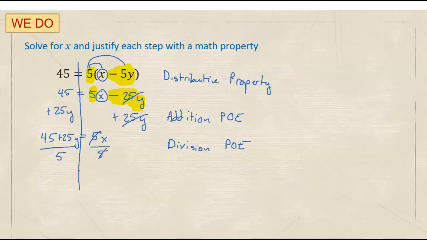These 5's will cancel. On the right side, we just get x. And then 5 actually divides evenly into those, so we can do that. 45 divided by 5 is 9. And then 25 divided by 5 is 5, and the y comes down. 9 plus 5y is our answer. And this is our proof.